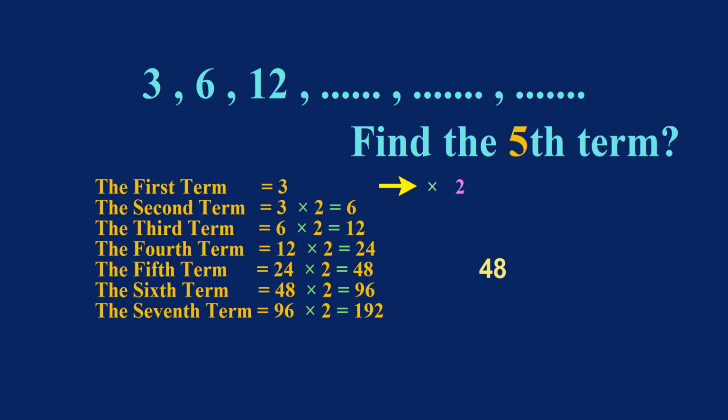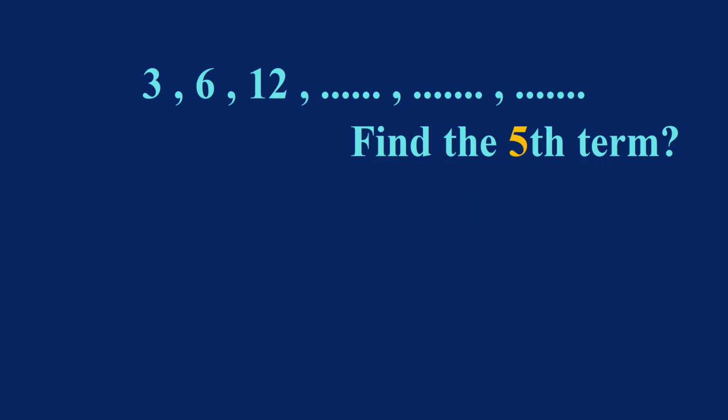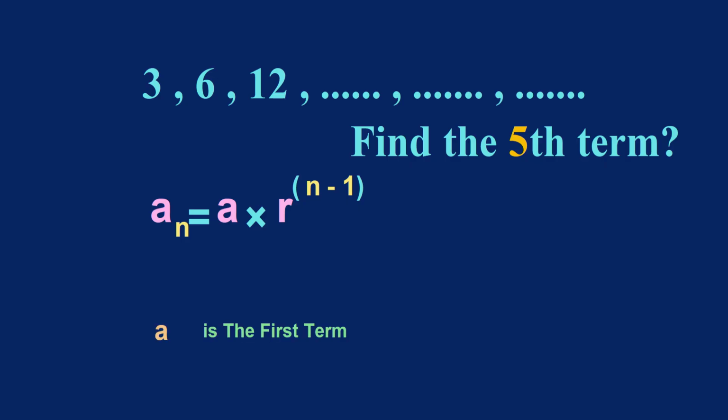Let's solve the problem by using the second method, which is called the formula way. We have a geometric sequence and we can use the rule a_n equals a times r to the power n minus 1, where a is the first term and r is the common ratio and n is the required term.